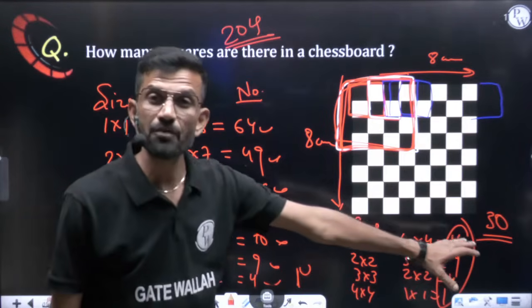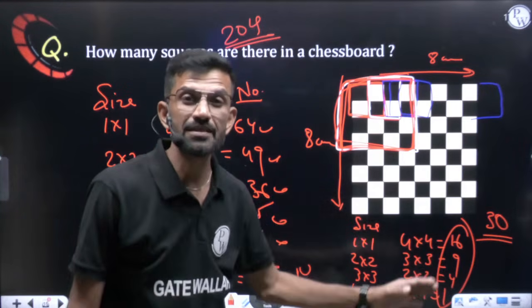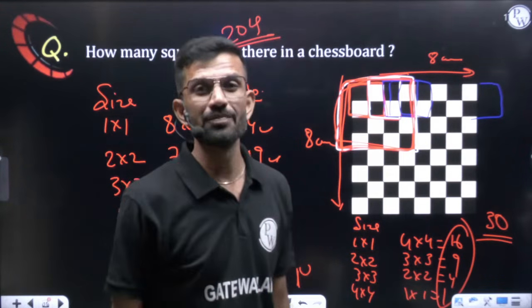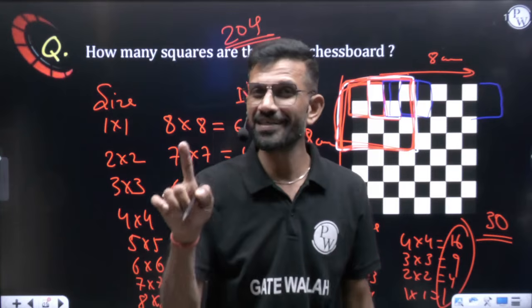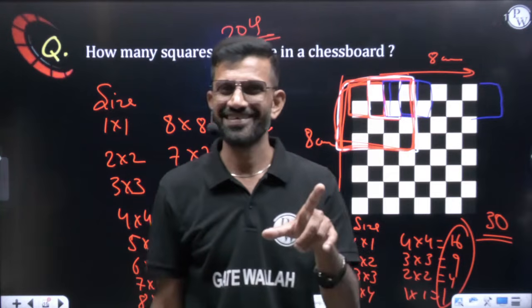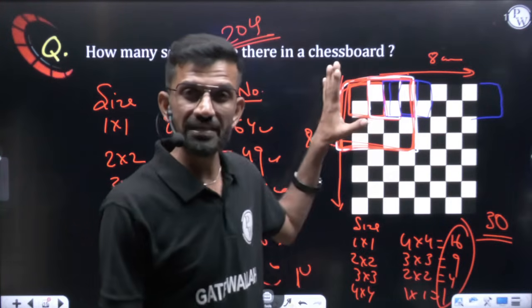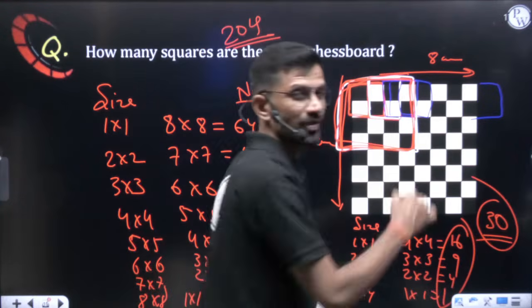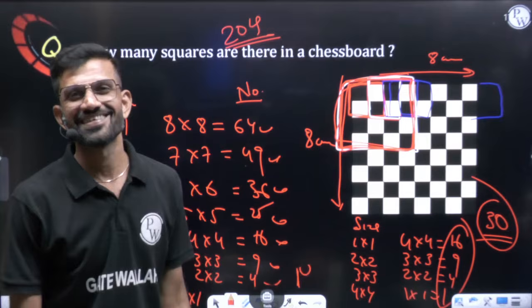Question can come from that end also. If there are 30 squares in 1/4 of chessboard, then complete chessboard is having how many squares? So don't go for 30 into 4, 120. Don't do that. Complete chessboard is having 204 squares. 1/4 of chessboard is just having 30 squares. Understand what they are asking.